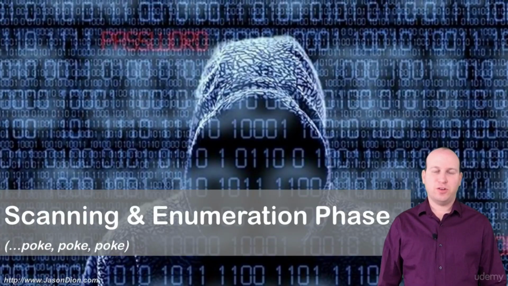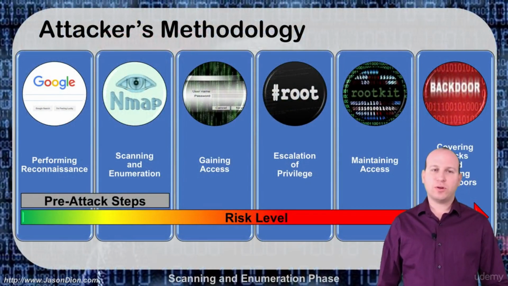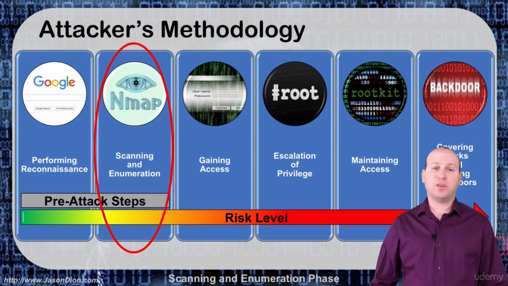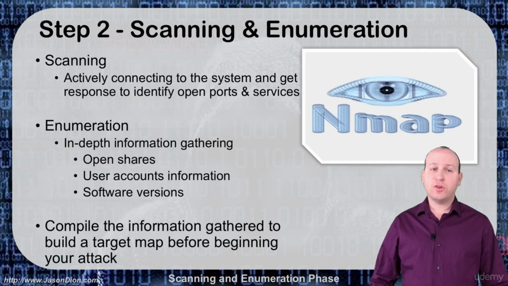Welcome to the scanning and enumeration phase. In this phase, we're going to be poking around until we can find the hole for us to exploit in our next phase. So going back to our attacker's methodology, we've already performed our reconnaissance, and so now we're going to be looking at doing our scanning and enumeration. After this, we're going to move into gaining our access, which is where we actually are going to do our exploit.